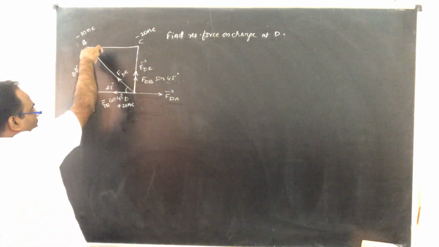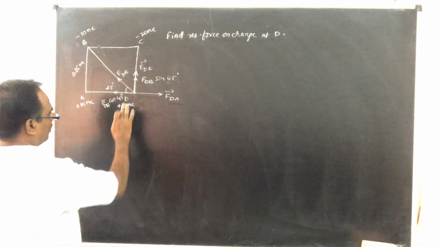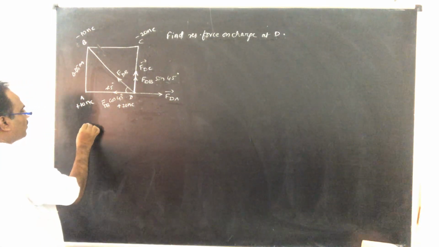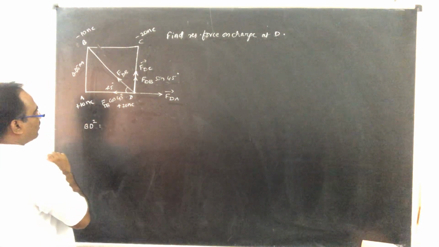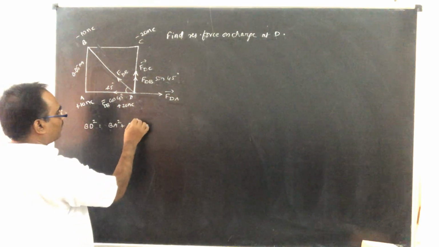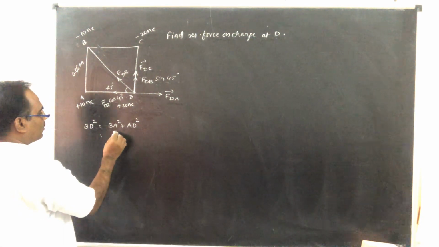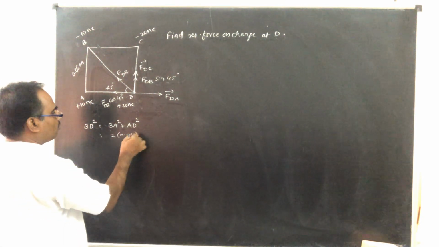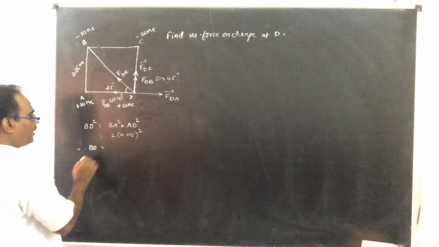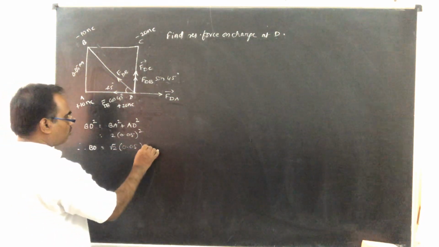Further, to calculate this force FDB, you need to know this distance BD. From Pythagoras theorem, BD square is equal to BA square plus AD square. That means 0.05 square plus 0.05 square, so it is 2 into 0.05 square. Therefore, BD is root 2 into 0.05 meter.